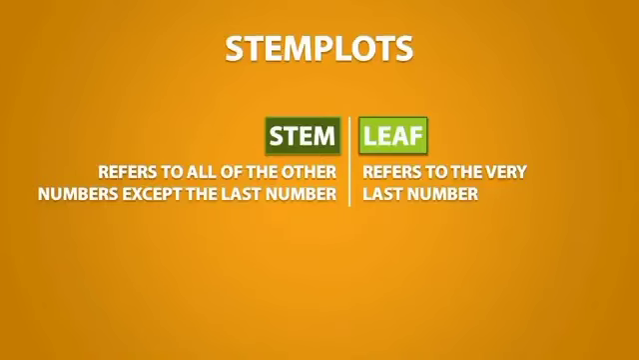For example, let's look at the number 117. The leaf is the last number, so this would be 7. The stem is all of the other numbers, so the stem is 11. On a stem plot, this would be written as so. Now let's look at the number 69. Using the same rules, we would get a leaf of 9 and a stem of 6. And on a stem plot, this would be written as so.